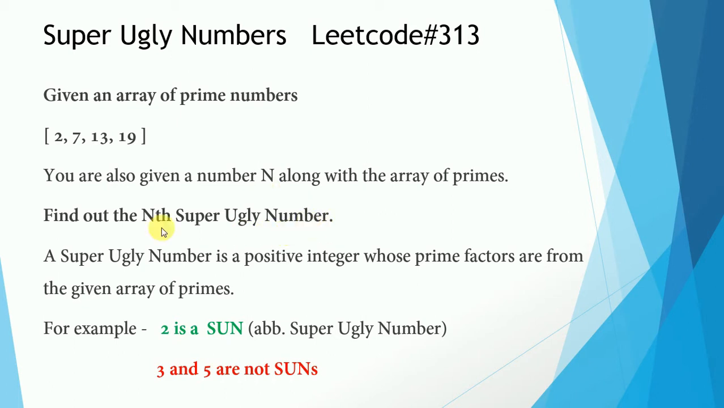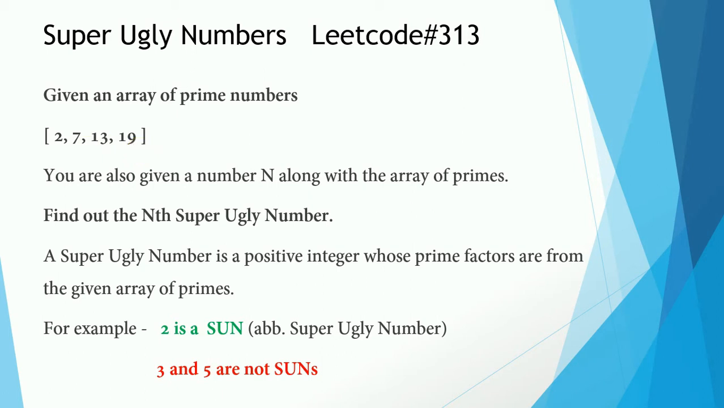A super ugly number is a positive integer whose prime factors are in the given array of primes. For example, 2 will be a super ugly number, but neither 3 nor 5 are going to be super ugly numbers because they are not present in the array of primes given over here.